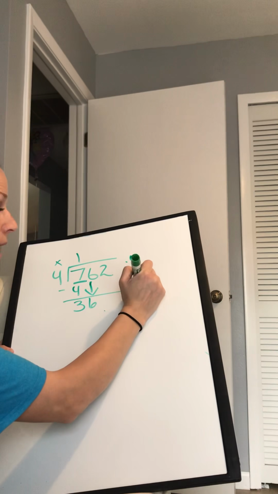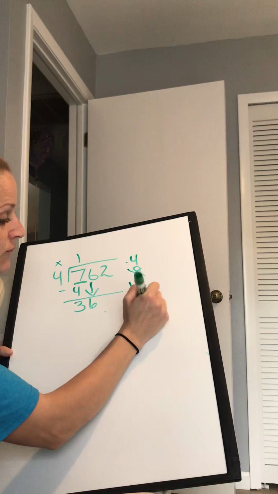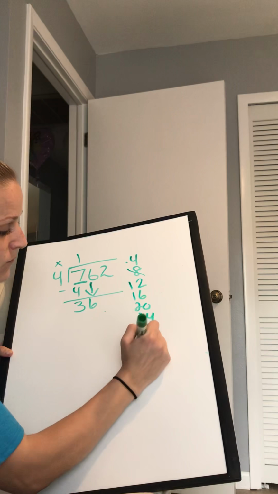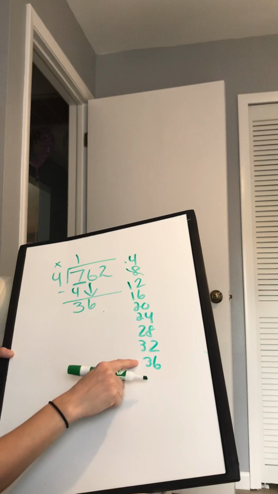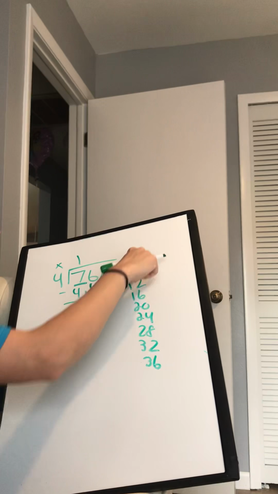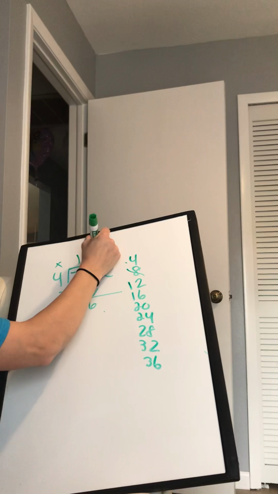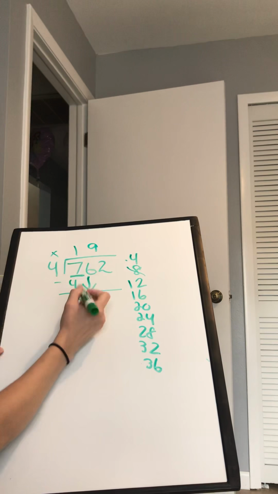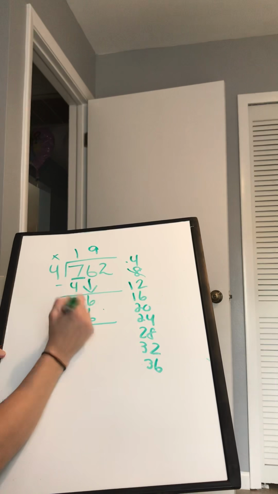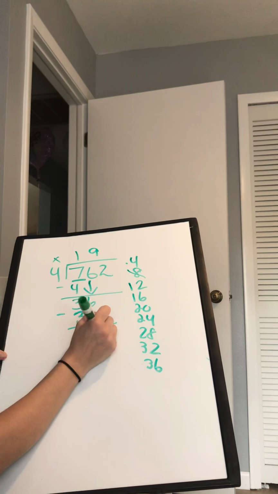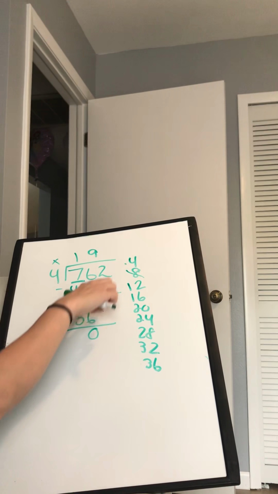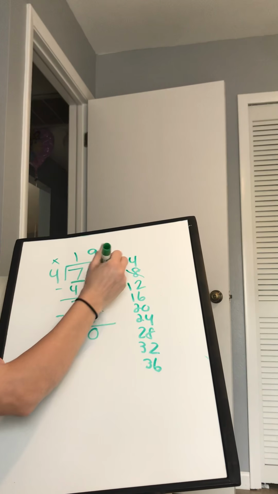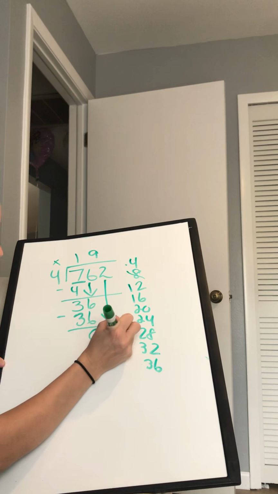So I'm going to keep skip counting. And I get right to 36. How many times did it take me to get there? It's 9 times. 9 goes on top. 9 times 4 is 36. 36 minus 36 is 0. And some of us stop there. That's not my final answer because now after I subtract, I have to bring down. I'm going to bring down that 2.